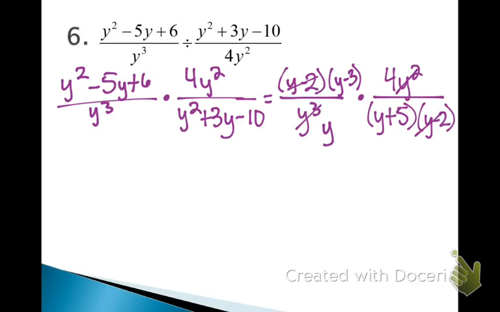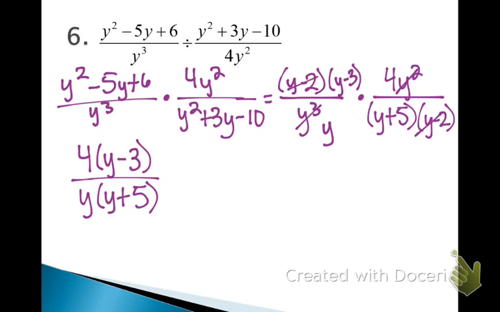Okay, so we write our answer. What's in my numerator? 4y minus 5 times y minus 3. Good. My denominator? y times y plus 5. Beautiful. Oh, I didn't do it wrong.